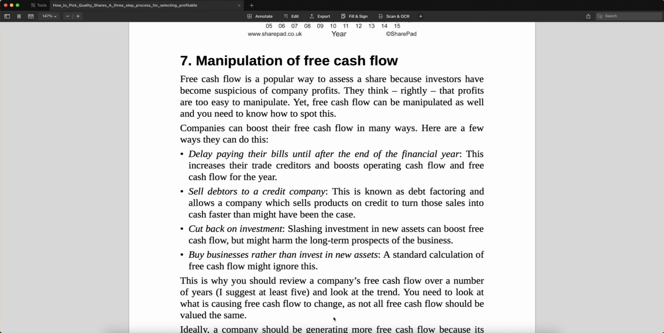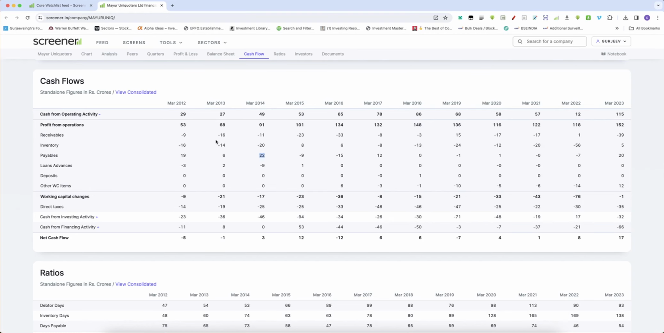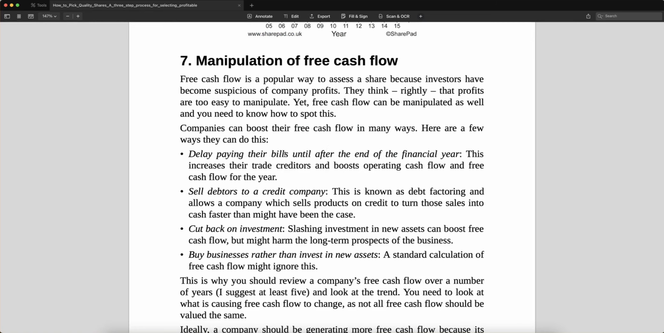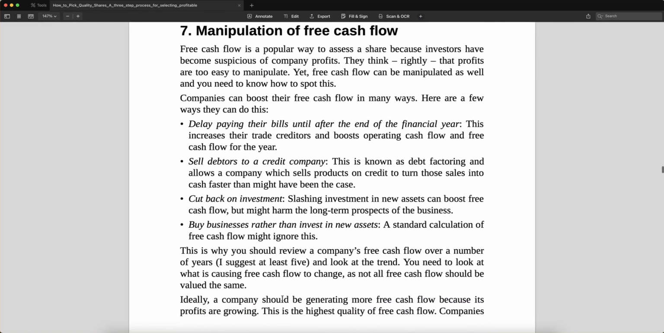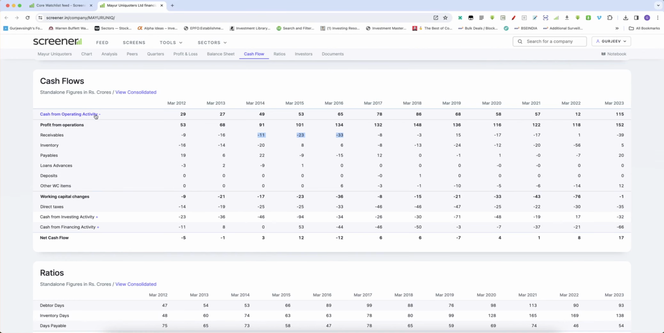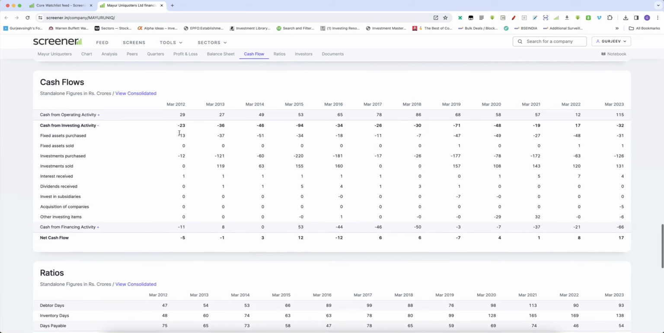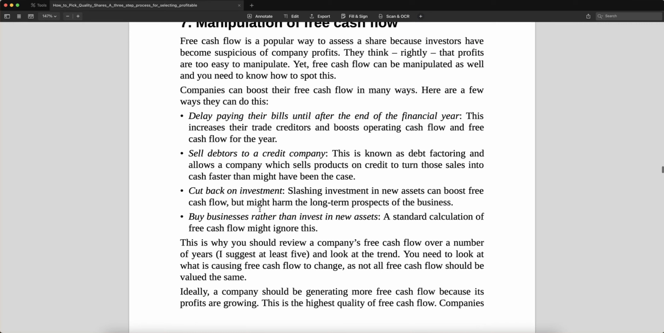Sell debtors to a credit company. Suppose I have debtors and these debtors are not giving me money, and again I'm getting negative figures over here. I can sell these debtors to an asset reconstruction company and realize the cash. That is manipulation. Cut back on investments. How do you cut back on investments? I can start doing less capex, which is required to run my business. That is how I can increase my cash flows, right? Buy businesses rather than invest in new assets. A standard calculation of free cash flow might ignore this.